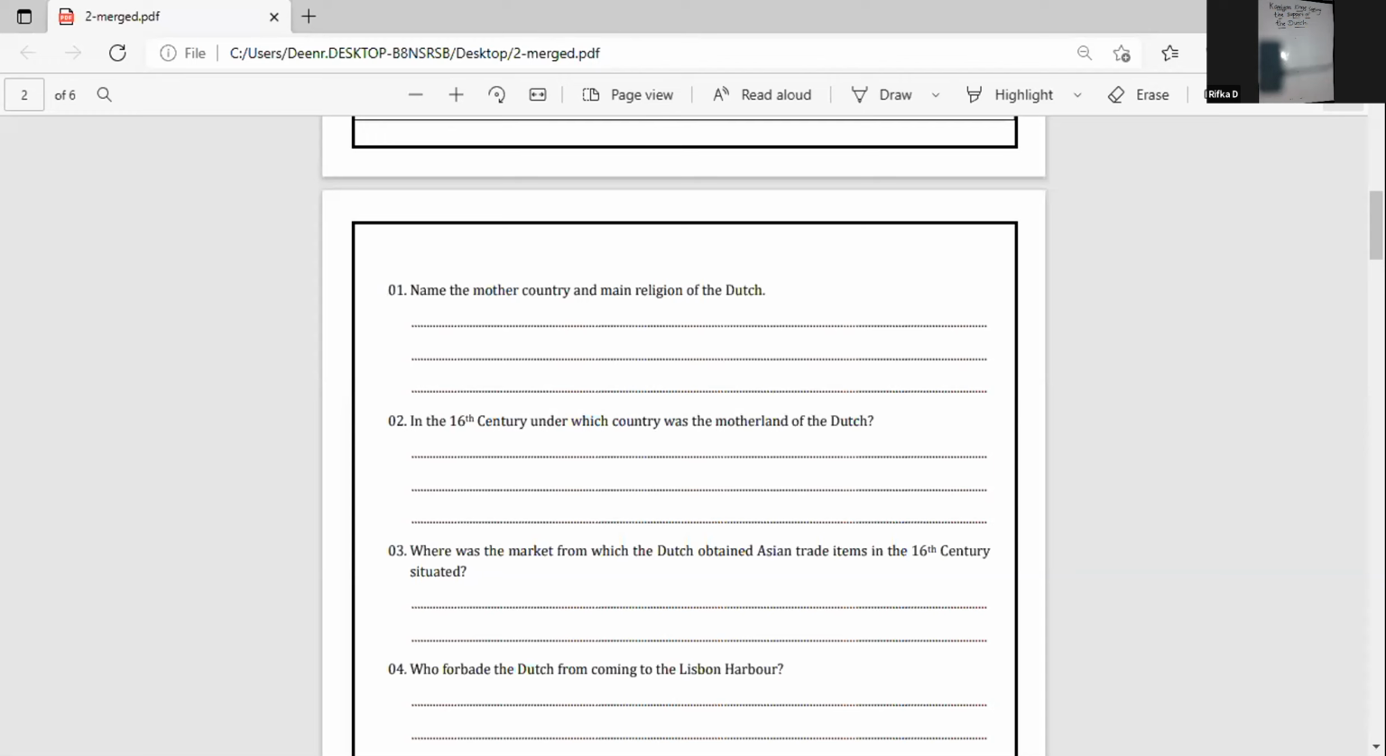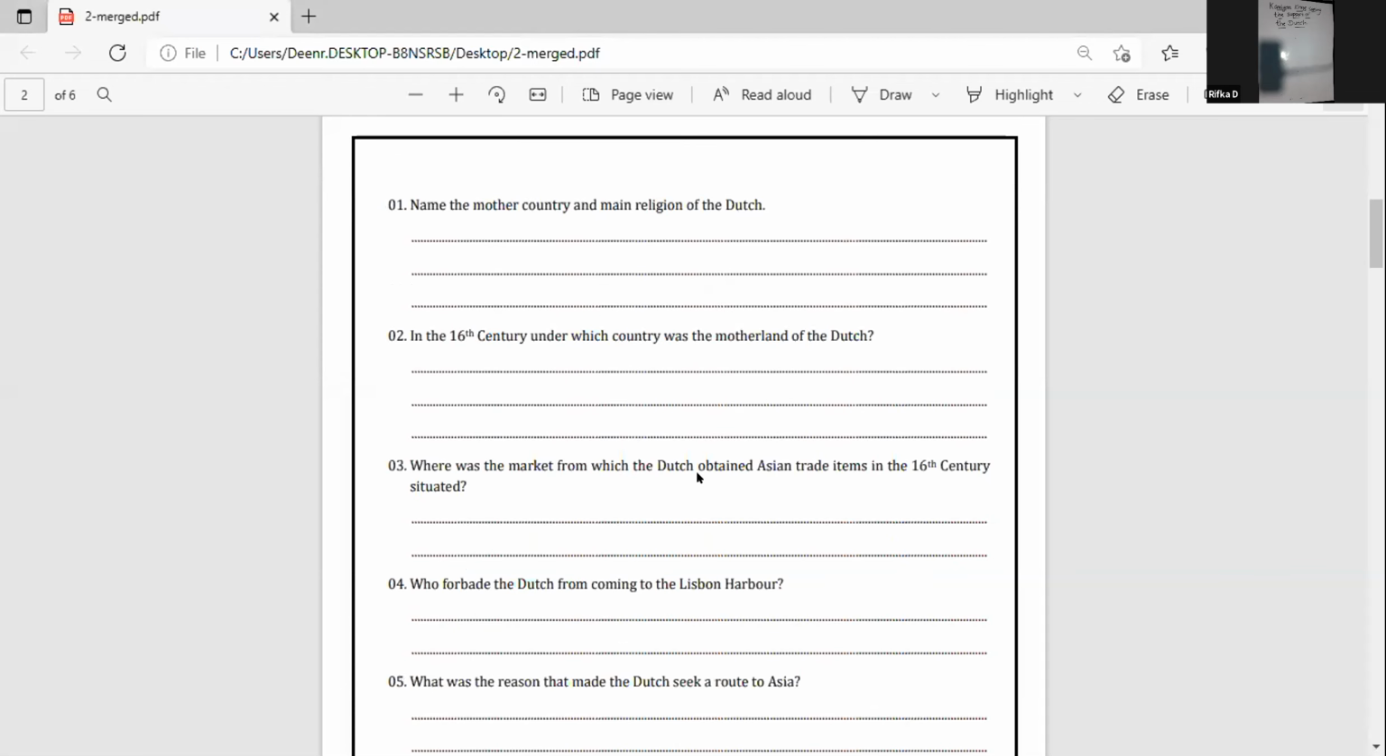Okay, children, shall we discuss? Because we have limited time, we'll quickly discuss. Name the mother country and main religion of the Dutch. The mother country is Holland. And the main religion of the Dutch is Protestantism, or else we say Protestants. Good. In the 16th century, under which country was the motherland of the Dutch? Spain. Third one. What was the market from which the Dutch obtained Asian trade items in the 16th century situated? Yes, the Port of Lisbon.